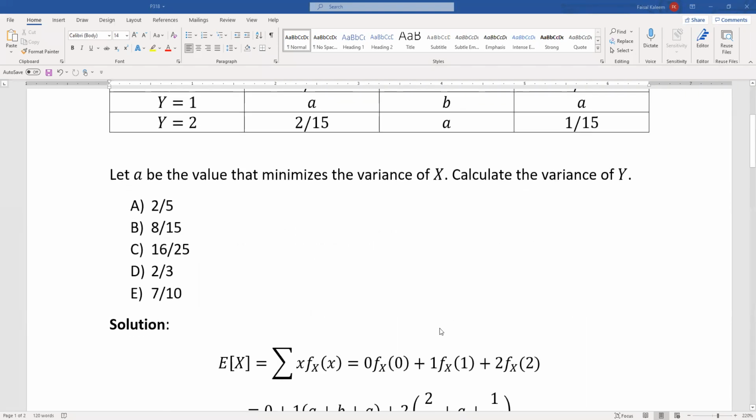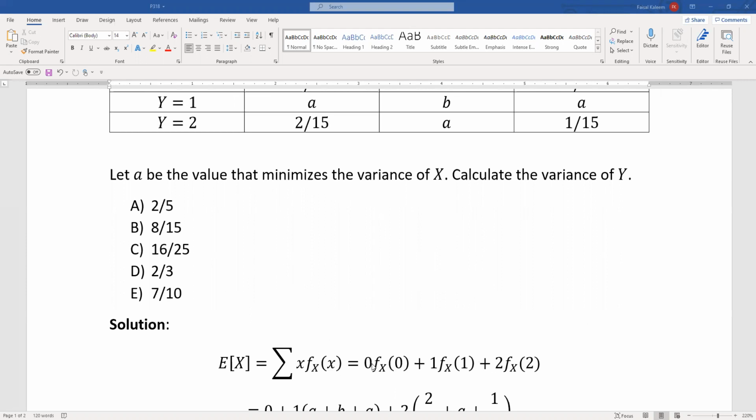So expected value of x equals summation of x against the marginal probability function of x. So that's 0 fx0 plus 1 fx1 plus 2 fx2. We are trying to find the variance of x first because that will help us determine what this A is. So for variance of x, you need first E of x.